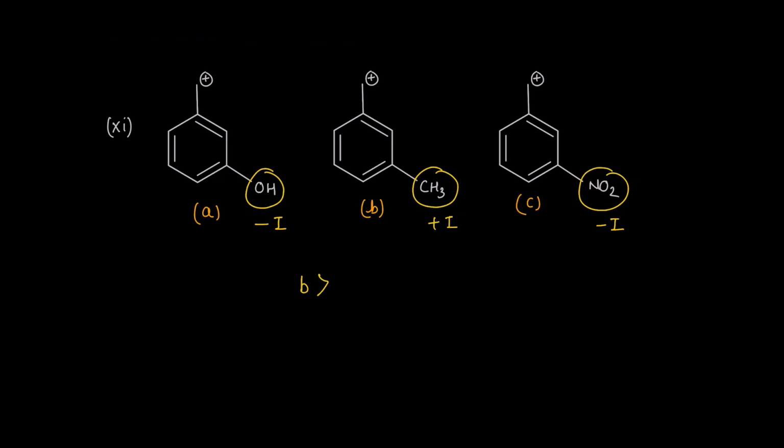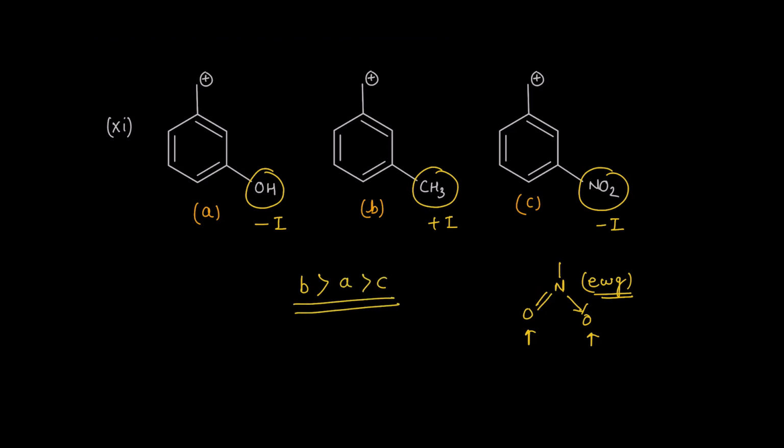Between A and C, we can see that NO2 will have strong -I because it has strong -M also, right? Because of the two O groups, if you look at the structure, because of these two O groups, it is highly electron withdrawing, one of the highest electron withdrawing groups in all the series of -I that we have studied in GOC. So we can say B is most stable, then we have A, then we have C.